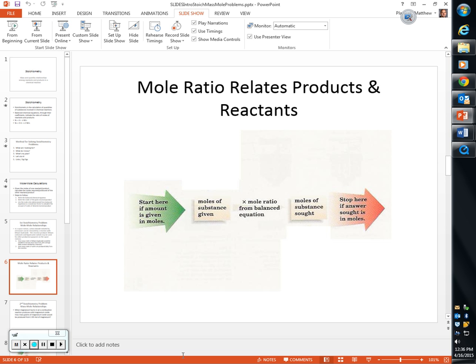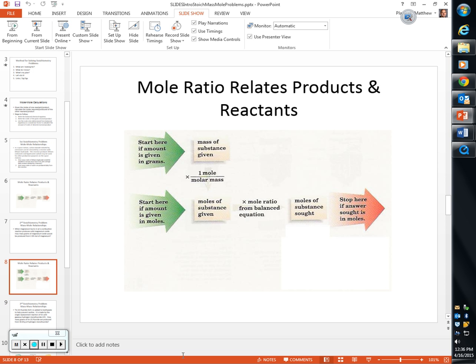Yesterday, we started looking at what happens if I give you an amount of one of the reactants in grams. And we talked about how we can't compare grams of one thing to grams of something else, but we can compare moles to moles through the mole ratio. Because remember, moles is always the same number of items, right? They might not necessarily weigh the same, but we at least know we're comparing the same number of these to the number of those, right? And that was a two-step problem.